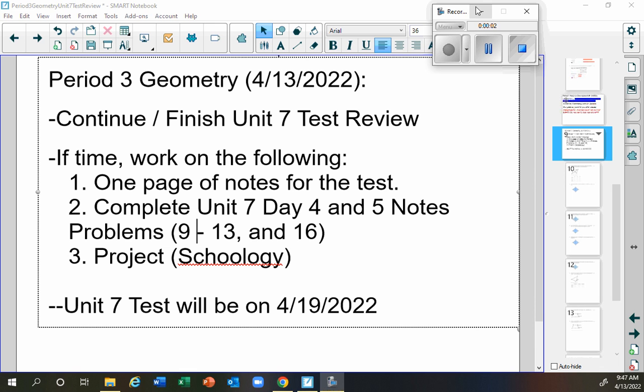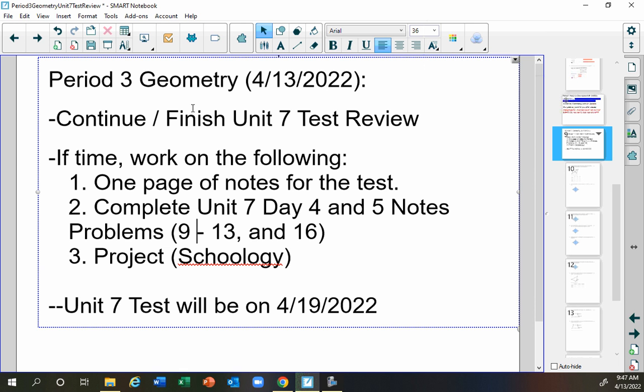Absentees, so we're going to do the recording. So basically, the goal is to finish the Unit 7 test review. That's goal number 1. If there's time towards the end of the period, there are 3 things you can do. I would focus on the top 2 first. Maybe if there's time, the project.